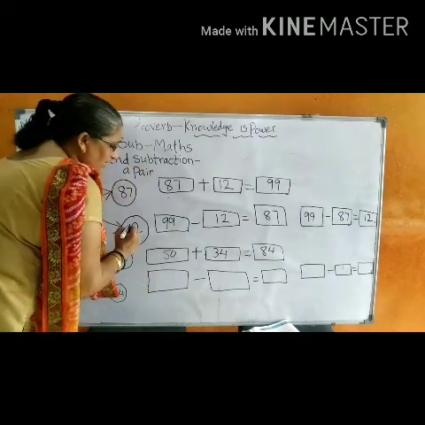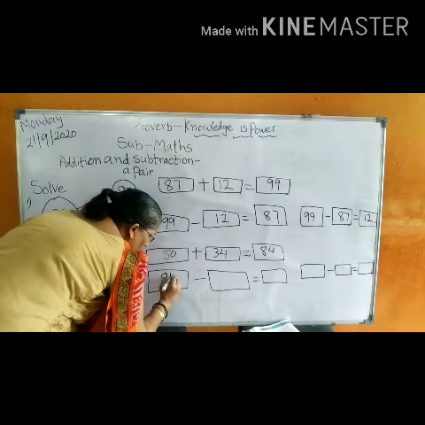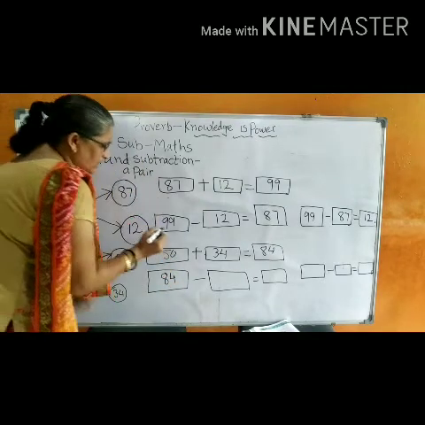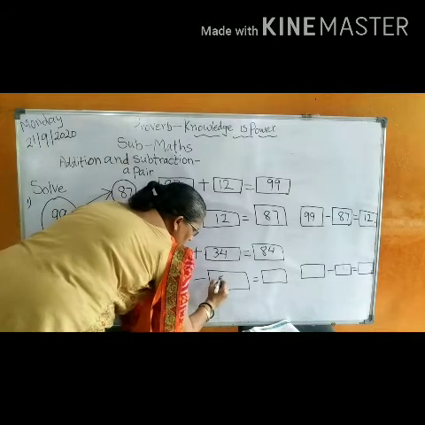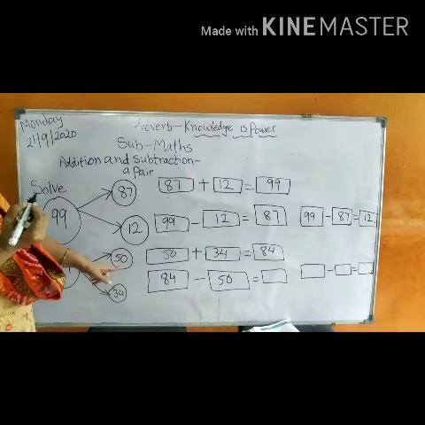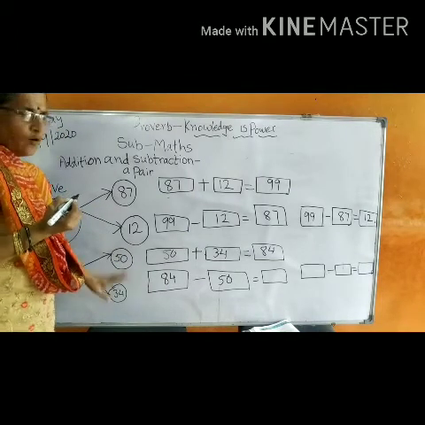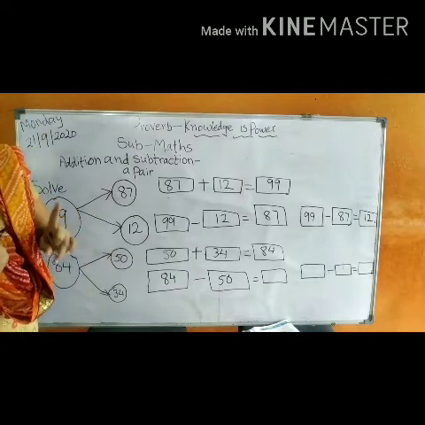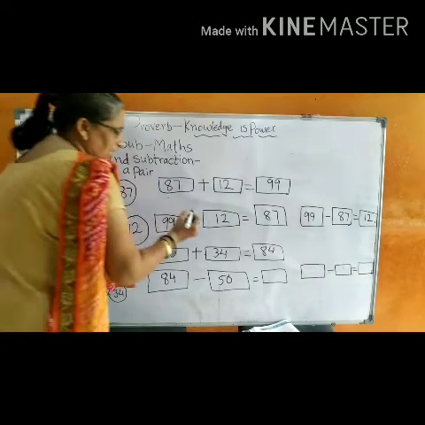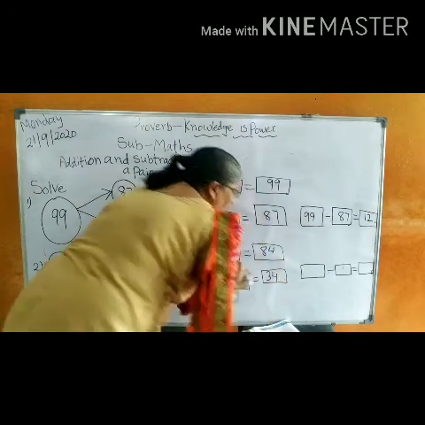So how will we write here? 84 minus 50. Now tell me what answer you will get. 84 minus 50, you will get the answer 34. So you have to write 34 here. Understood, all of you?